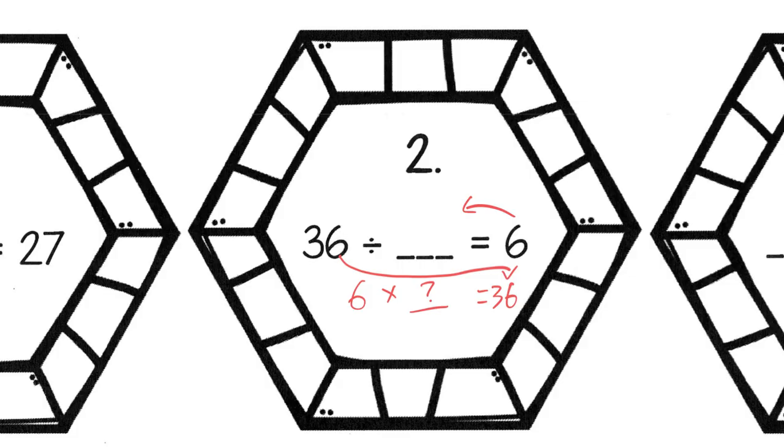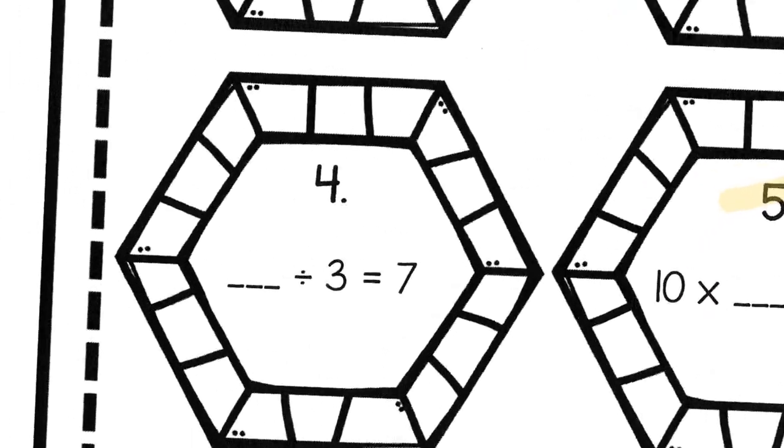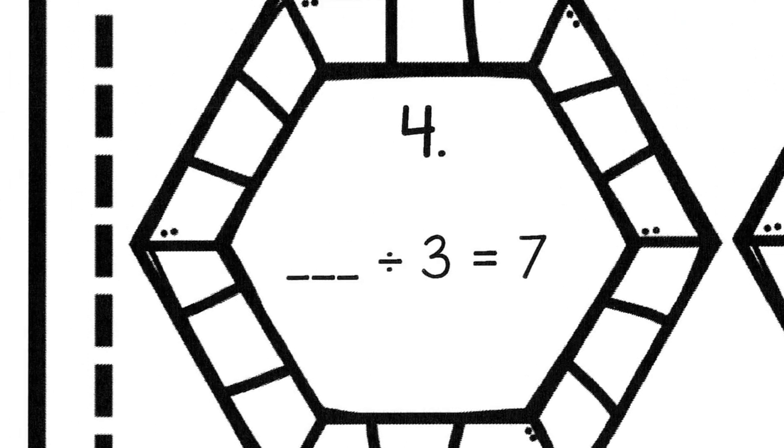The missing number for the multiplication problem is the missing number for the division problem. If the first number is missing, like on number 4, don't forget, that is the bigger number. This number has to go on the other side of the equal sign, and then the other 2 have to come to the left side.